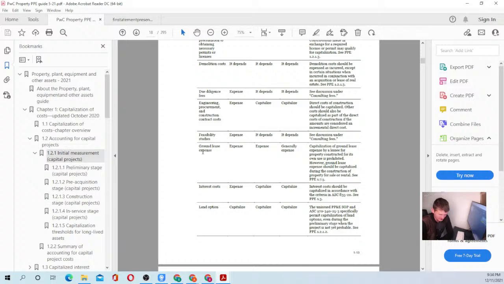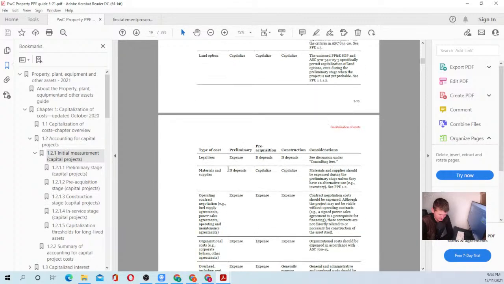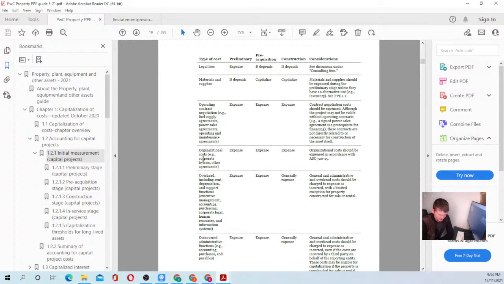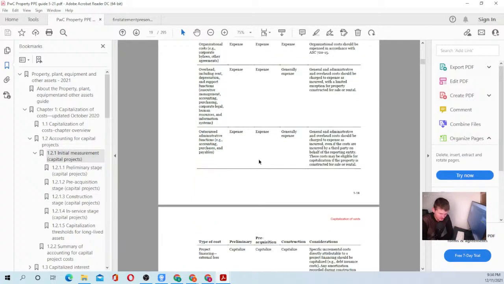Let's see, ground lease expense, what else, materials and supplies, capitalize, organizational costs, corporate bylaws, other agreements, all expense. So if it's an overhead, it should be expensed. Okay.